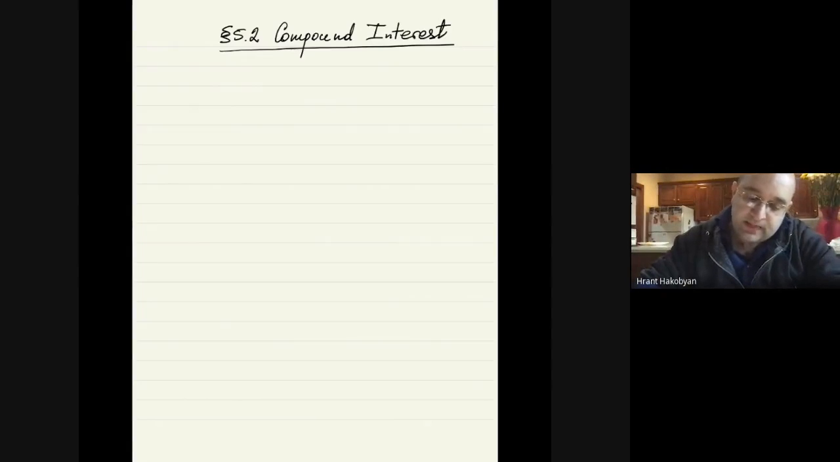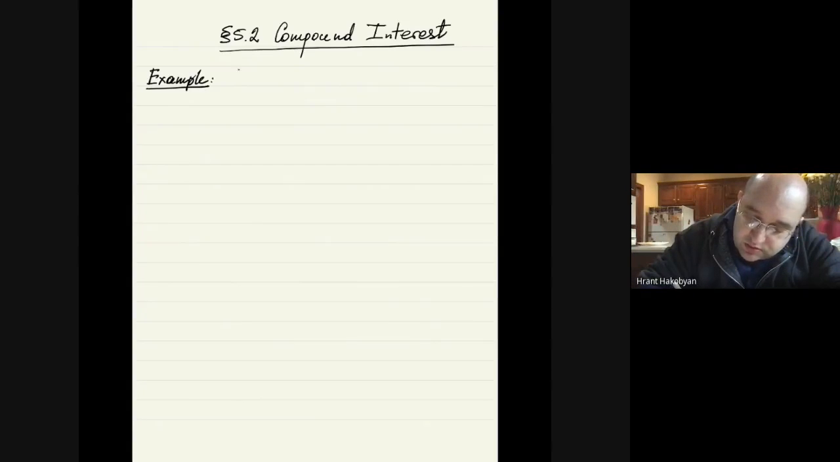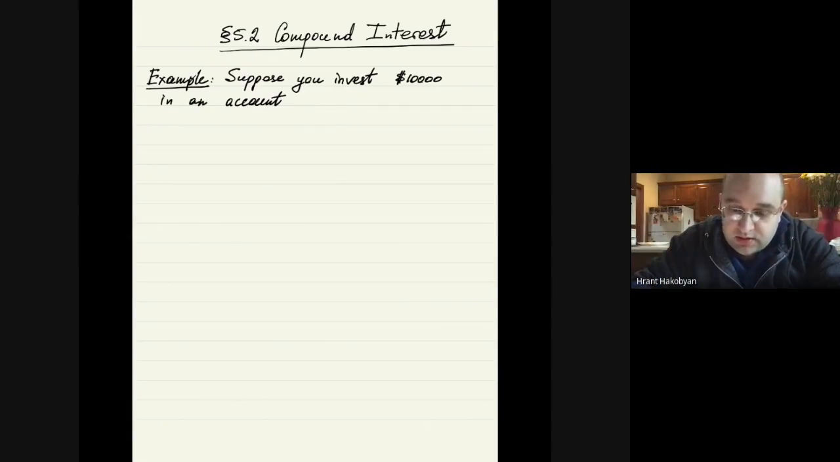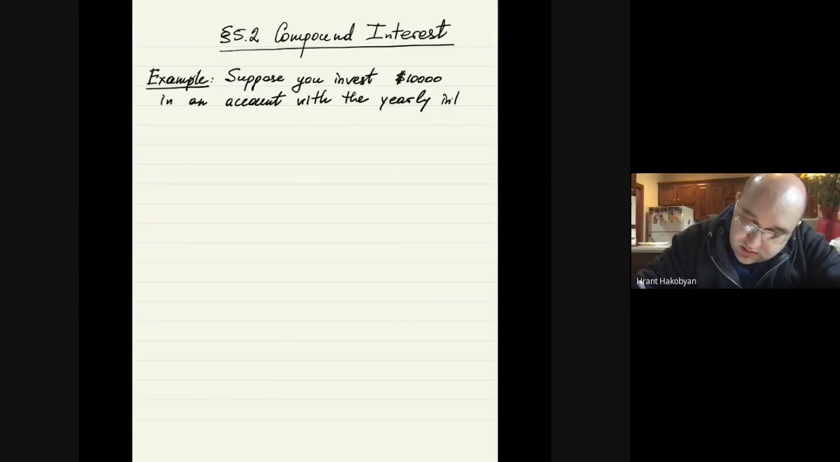Suppose, here is a simple example, you invest $10,000 in a bank account, or some sort of an account, with the annual interest, or let's say yearly interest, of let's say 5%. Okay, suppose you know that.